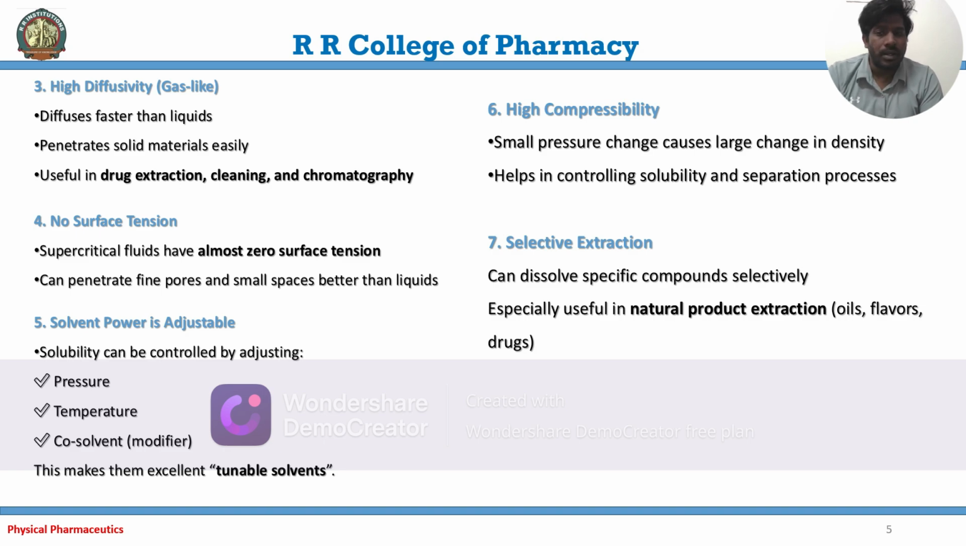Solvent power is adjustable. The solvent power of supercritical fluid can be adjusted by changing the temperature, pressure, and co-solvency, which is why they are also called tunable solvents. Because of their high compressibility, small pressure changes cause large changes in the density of these supercritical fluids, which helps in controlling the solubility and extraction processes. Next one is selective extraction. These supercritical fluids can dissolve specific compounds selectively, especially useful in natural product extraction like oils, flavors, and drugs.